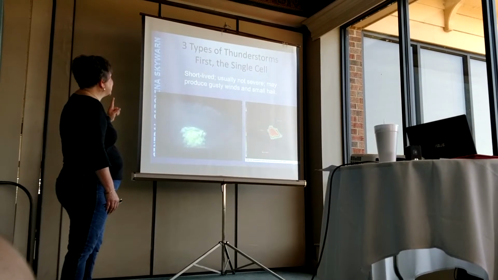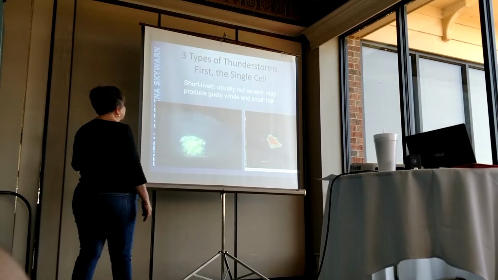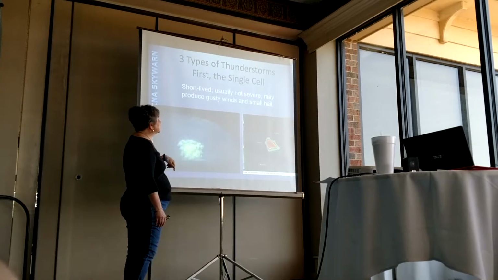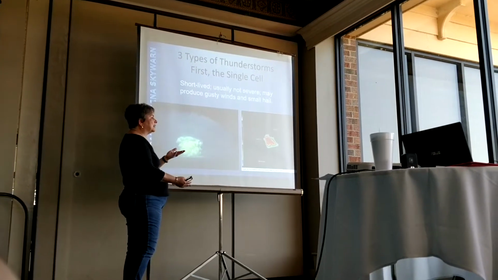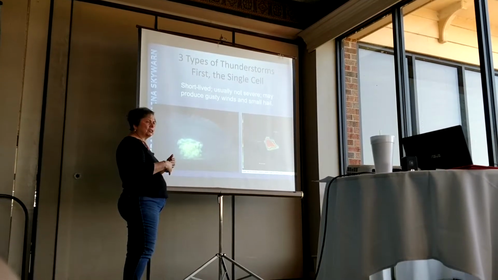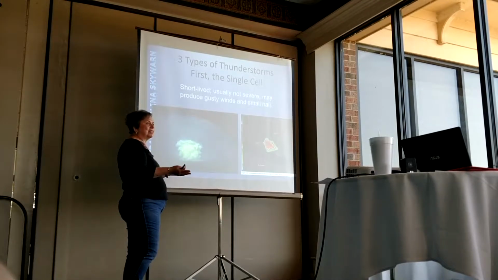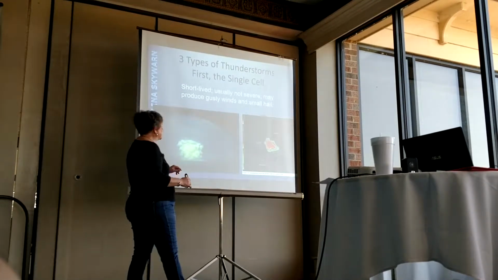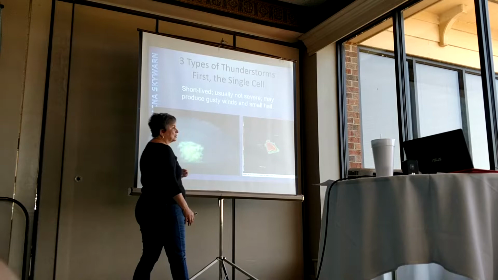All right, 3 types of thunderstorms. The first is the single cell, usually very short-lived. You've got an updraft, downdraft. Usually these are like the little pulse storms in the summertime. You might get a little bit of hail, but that's about it. That's what it might look like. That's what it looks like on radar.